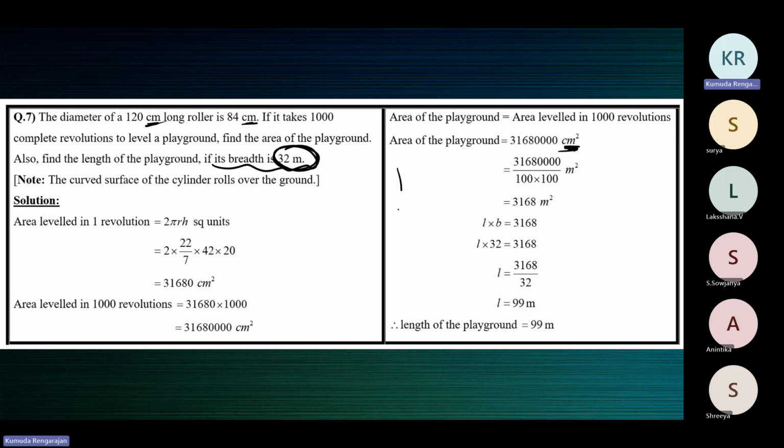The playground is rectangular. That area is 3168 meters square. So L into B, length into breadth, is equal to 3168. L into 32 is equal to 3168. So L is equal to 3168 over 32, which is 99 meters. So the length of the playground is 99 meters. Anything not clear, please ask me.